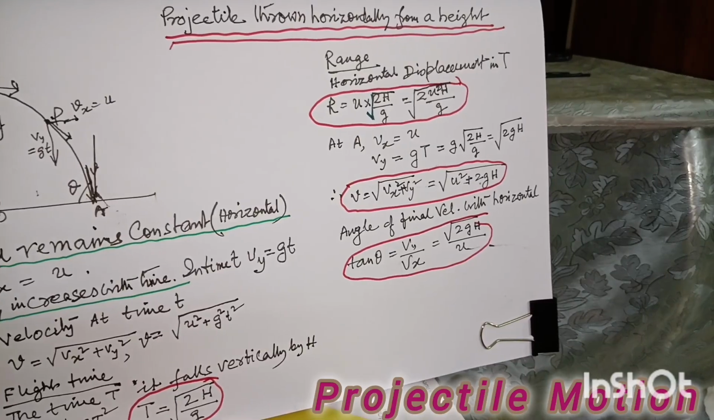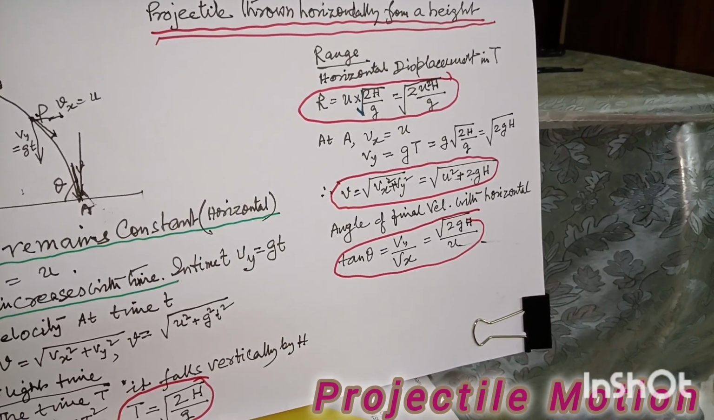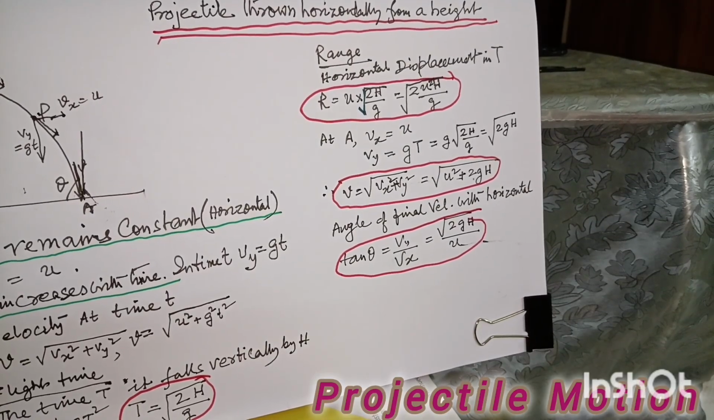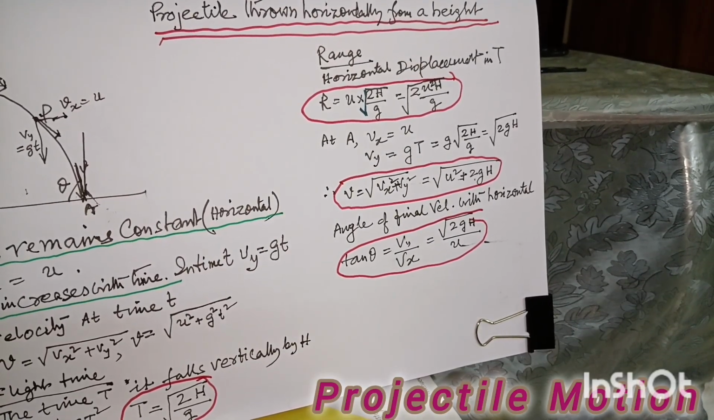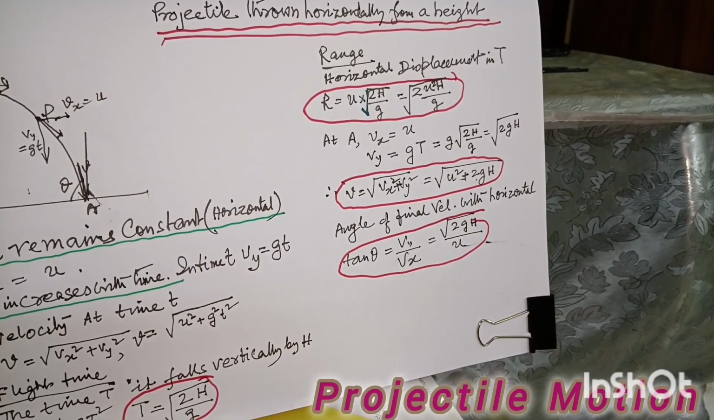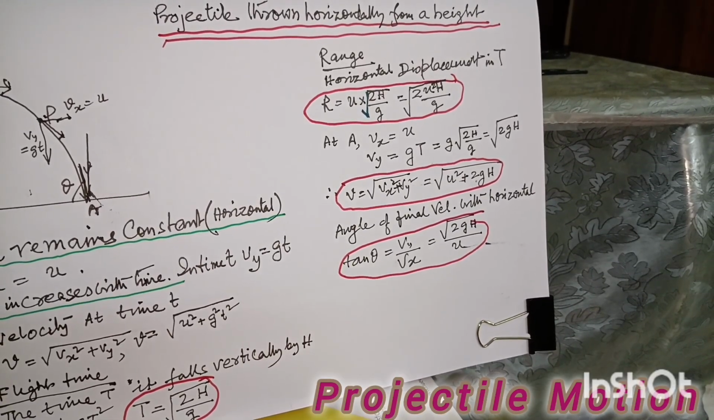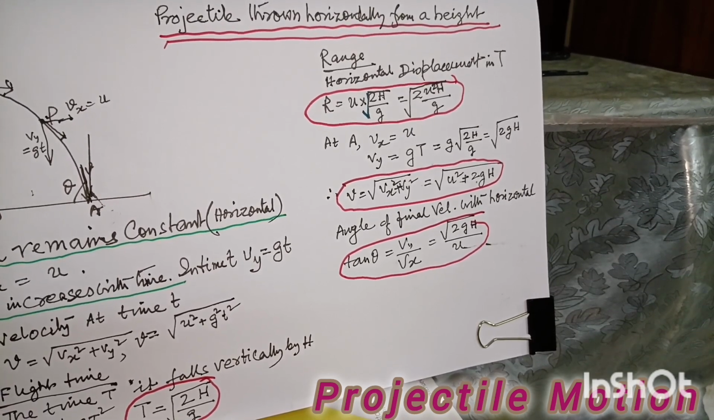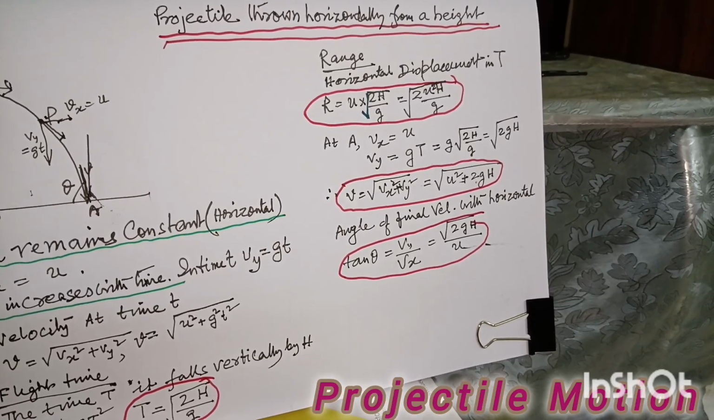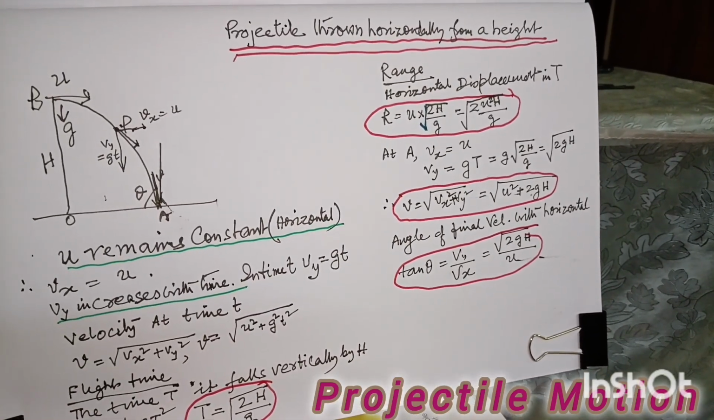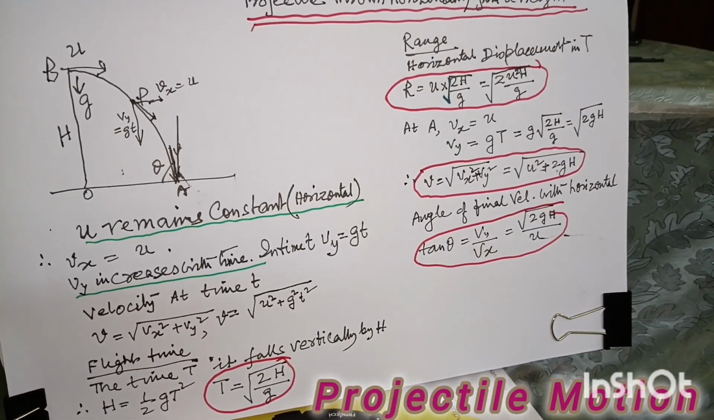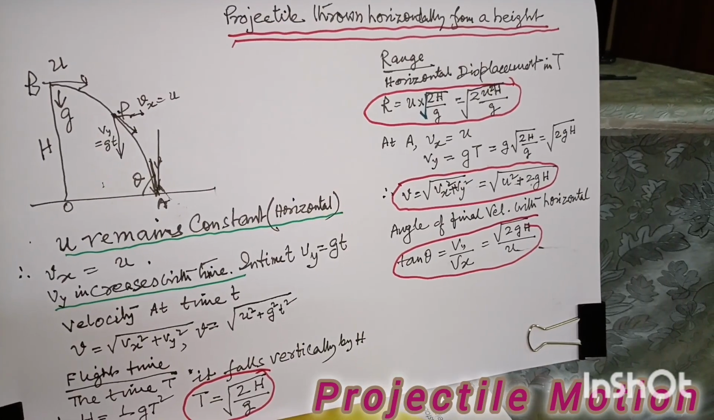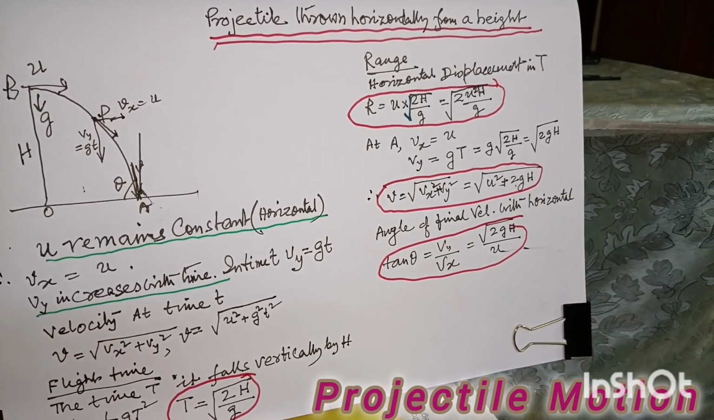Also, we can find out the angle with which it will fall on the ground with the final velocity. If the angle is theta with the ground, then it is nothing but tan theta equal to Vy by Vx. Vy is root over 2gh and Vx is u. So if we divide these two, we will get the angle with which it falls on the ground. So we get here the flight time, we get the range, we get the velocity at which it falls on the ground, and we get the angle at which it falls on the ground.